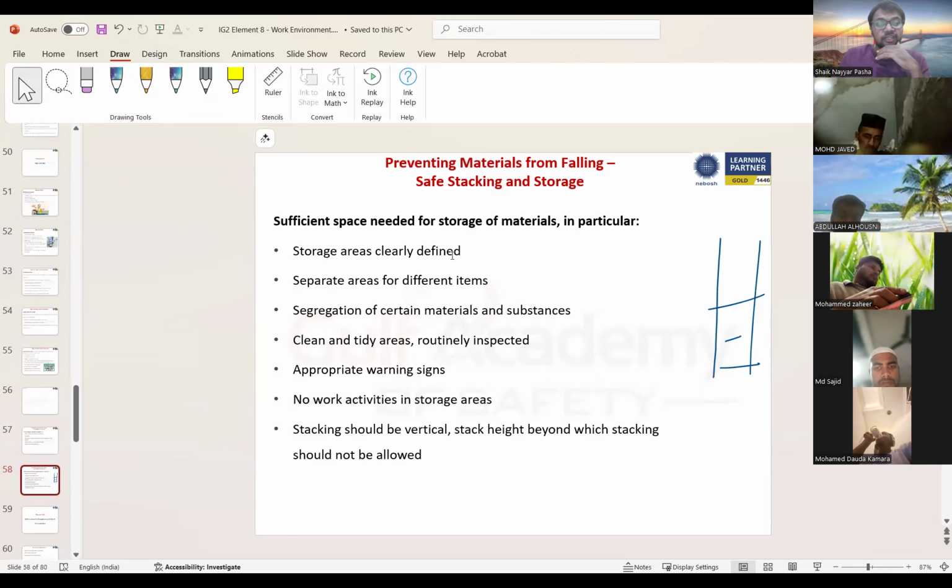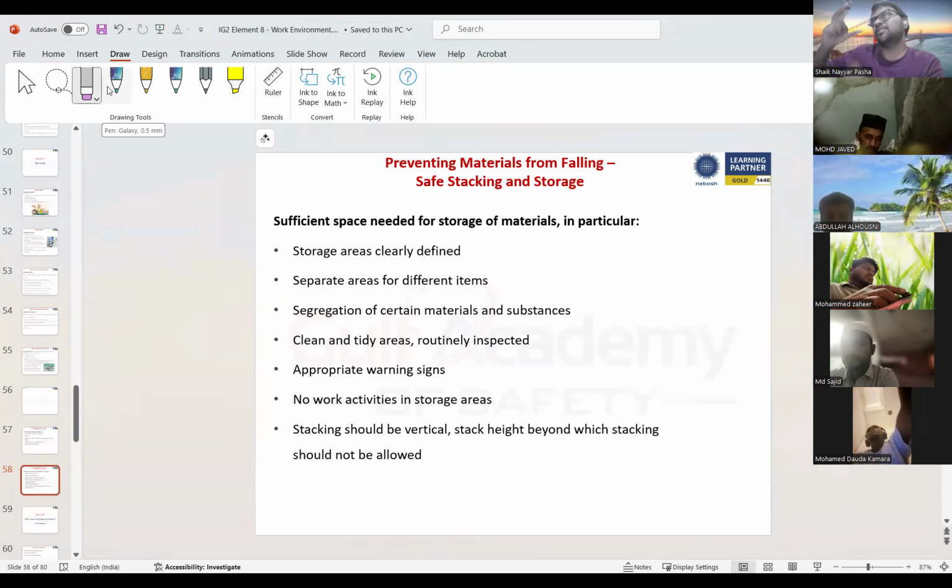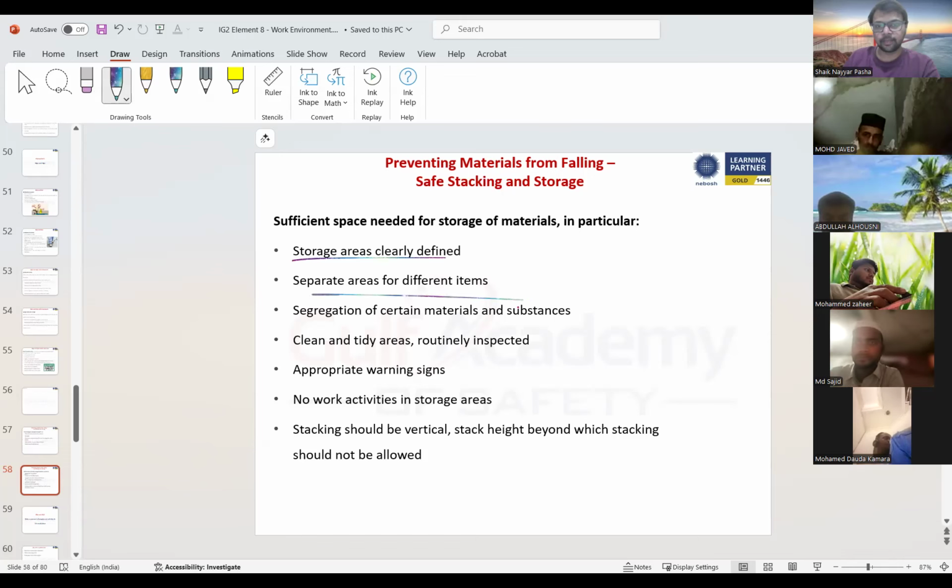So what precautions can we take to minimize the risk? The storage area should be clearly defined, and no work activity should be carried out in storerooms. There should be enough gap between one stack and another. Stacks should be at least 1 foot above the ground so that we can clean under the stack properly. If you are storing hazardous materials, the storeroom should clearly have signboards with warning signs. Incompatible substances should be stored separately.